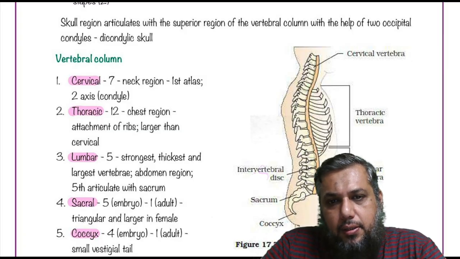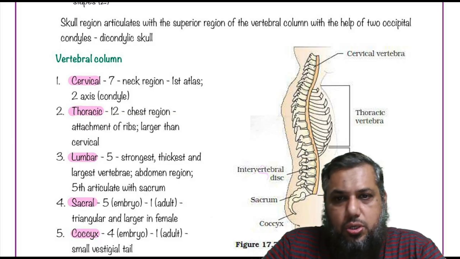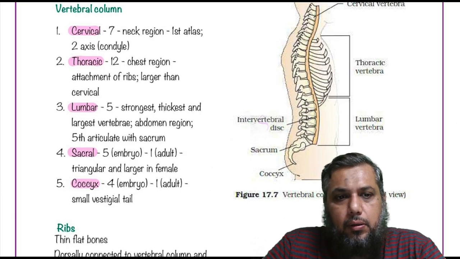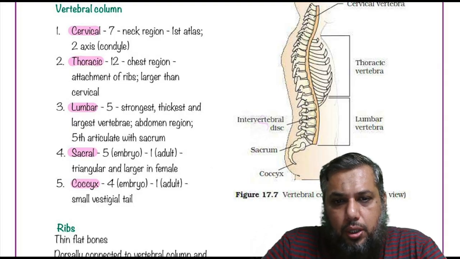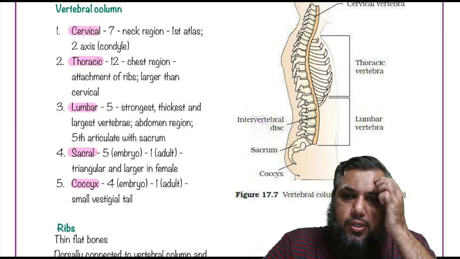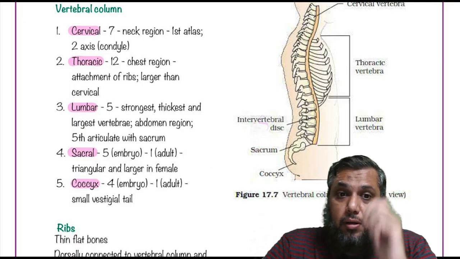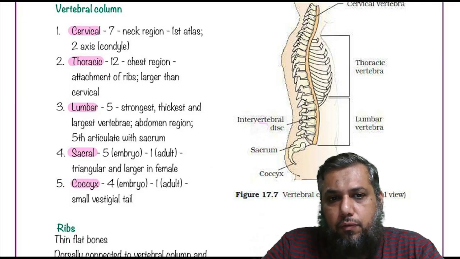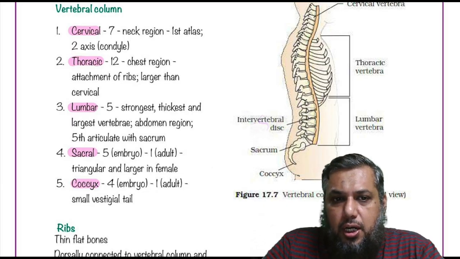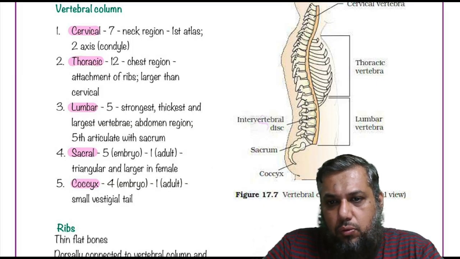Another part of the axial skeleton is the vertebral column, which consists of bones called vertebrae. Now, during the fetal stages, we have 7 cervical vertebrae in the neck region, 12 thoracic vertebrae in the chest region, 5 lumbar vertebrae, 5 sacral vertebrae, and 4 coccygeal vertebrae. So it is C7, T12, L5, S5, and CO4.